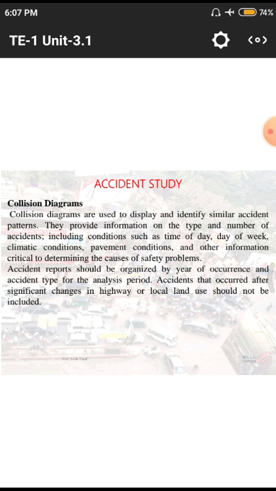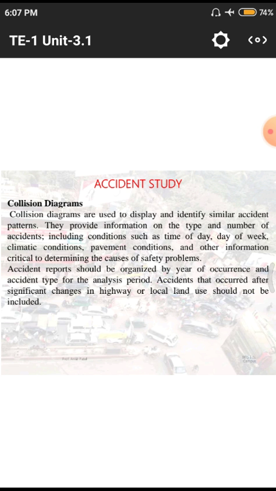That means if there is a one-way road, how many types of collisions will occur on it? If there are two-wheelers on a one-way line, how many chances are there of accidents with two-wheelers, two-wheeler to four-wheeler, or two-wheeler to large vehicles? In different patterns they need to draw different flow lines. By using these flow lines, they understand collision diagrams.